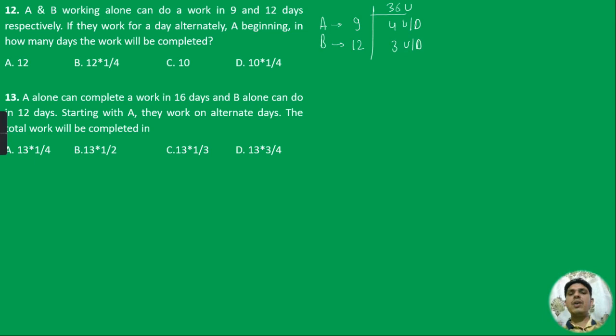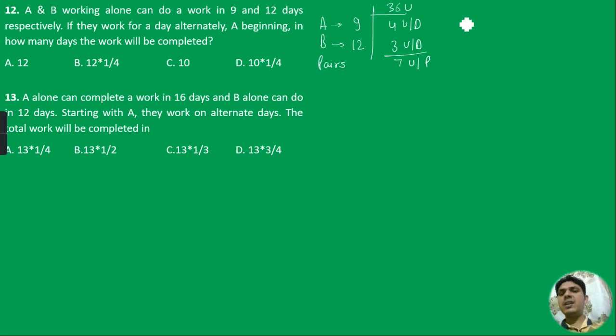Now see, one day work of A and B is 4 plus 3, that is 7 units. Now let us see one thing. This is not the one day work. This is the work done in one pair of days. So I can write it as work done in one pair of days.